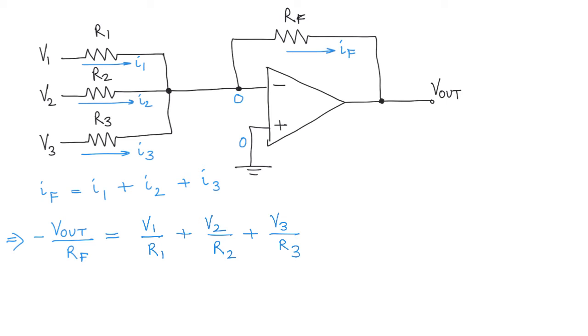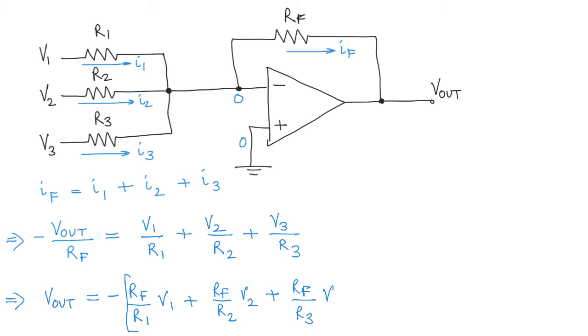And therefore, we can write V out equal to minus RF over R1 V1 plus RF over R2 V2 plus RF over R3 V3. Now you can see what this circuit is doing. This circuit is basically doing a weighted sum of V1, V2 and V3, right?